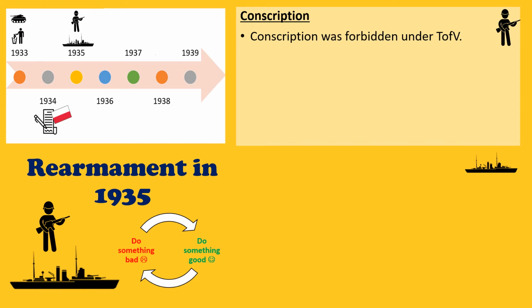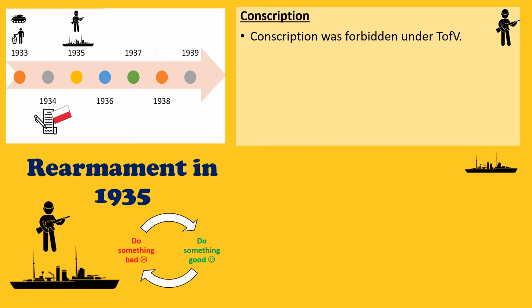The Treaty of Versailles set the German army at how many men? Let's give you a chance to remember. 100,000. 100,000 men in the German army, and conscription was forbidden. So they were not able to intentionally increase their army. Remember, conscription is when you force men of a fighting age to fight in the army.